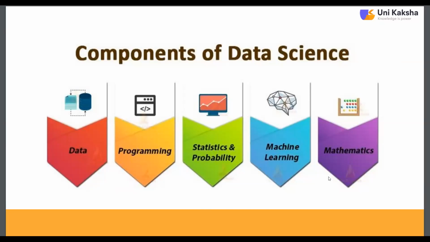Next is mathematics. Obviously mathematics is an important part, because you can see the second library of Python is NumPy, numerical Python. The word computer itself comes from compute. So the mathematical background is very important for this process. The components of data science are data, programming, statistics, probability, machine learning, and mathematics. These are the components of data science. Next slide, please.